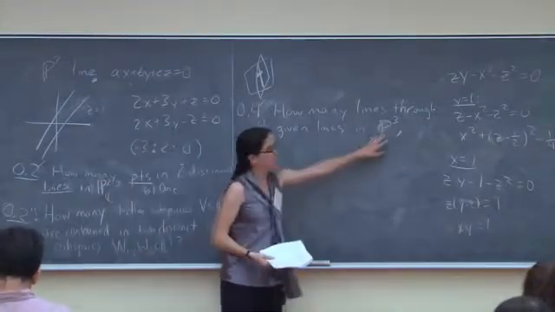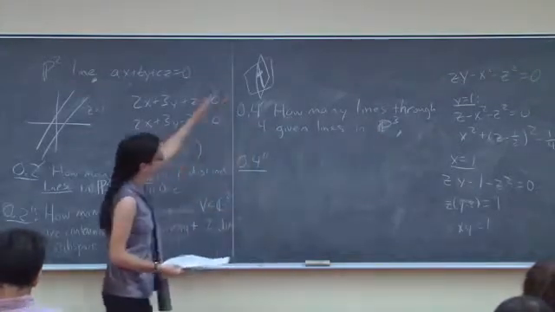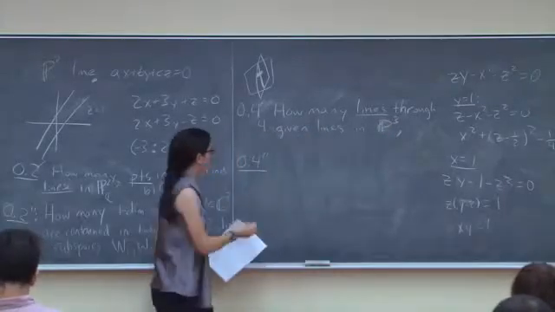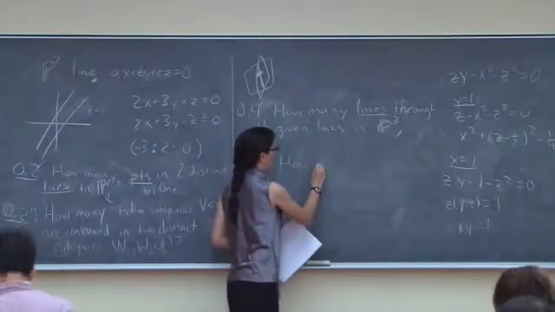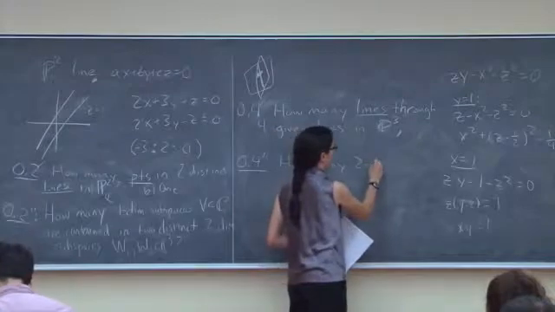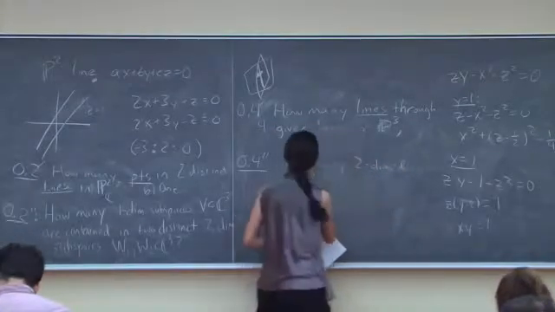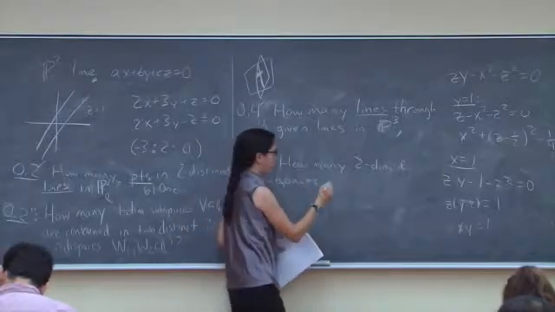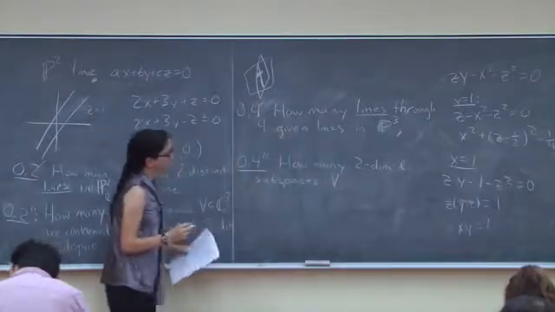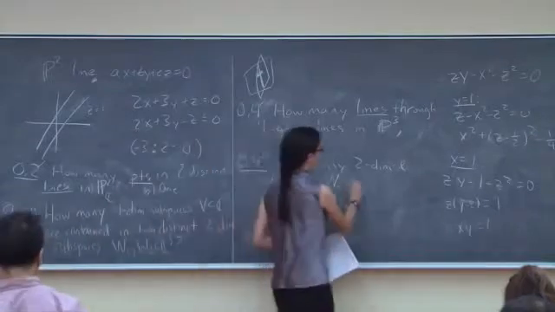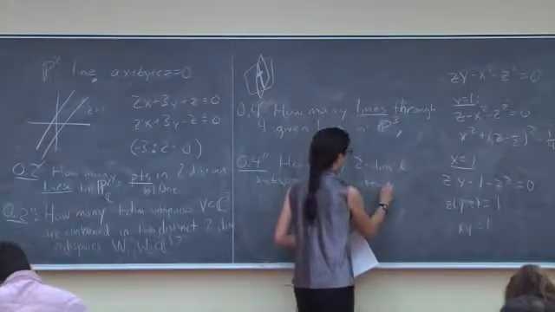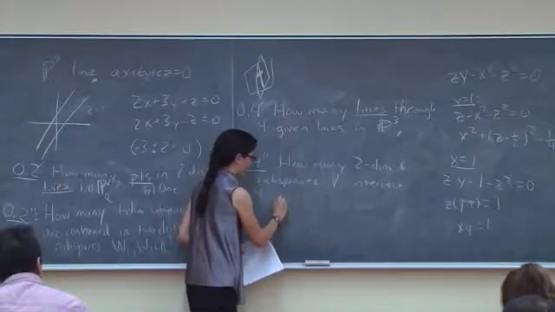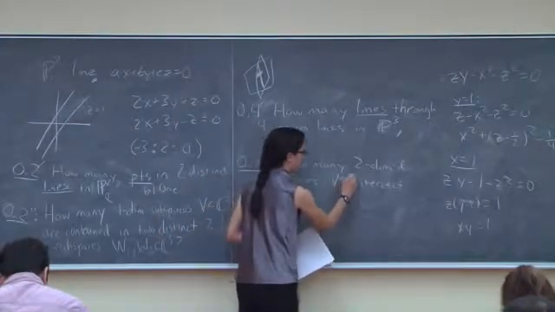So now we're going to be in C to the 4th. We're actually going to be in 4 dimensions and considering things through the origin. A line, again, becomes a 2-dimensional subspace. So how many 2-dimensional subspaces V intersect each of 4 given 2-dimensional subspaces? So this is in C4.